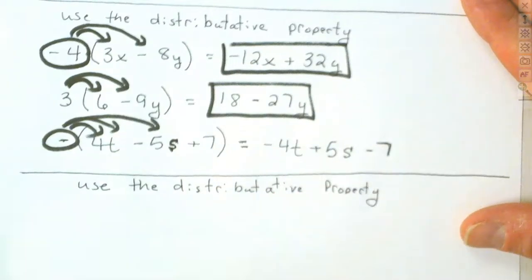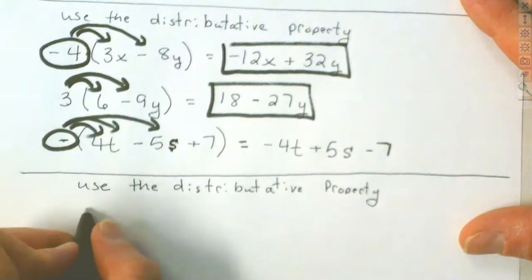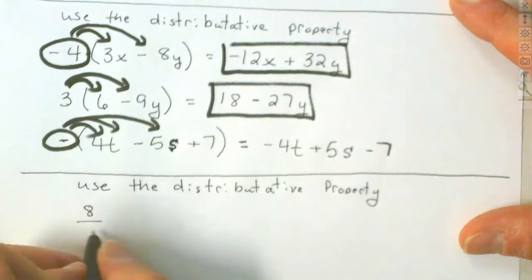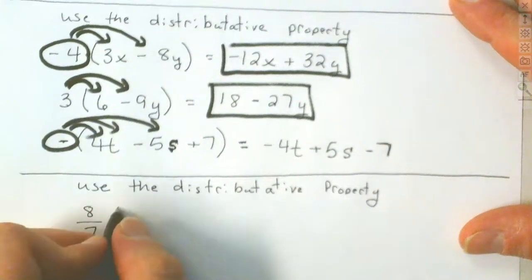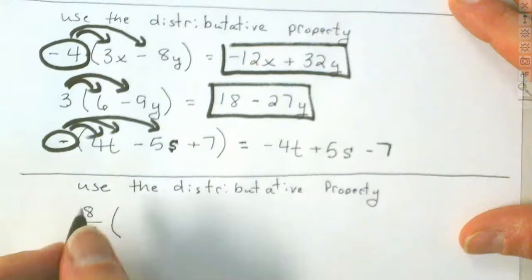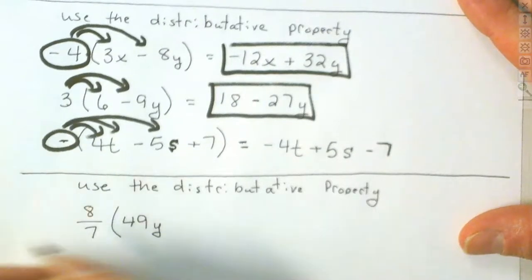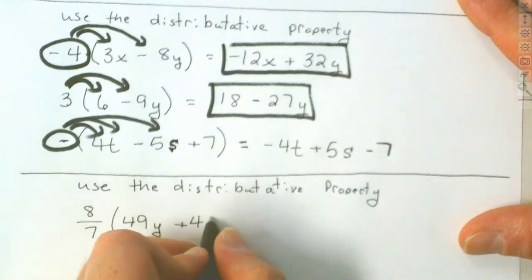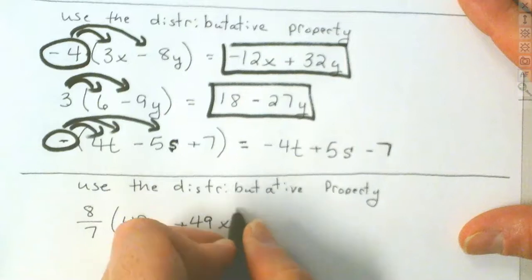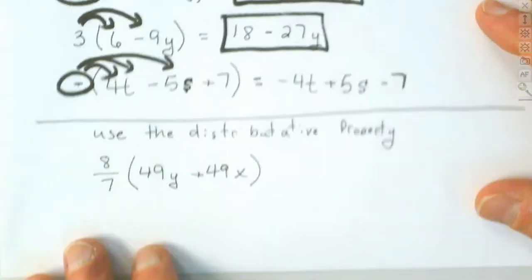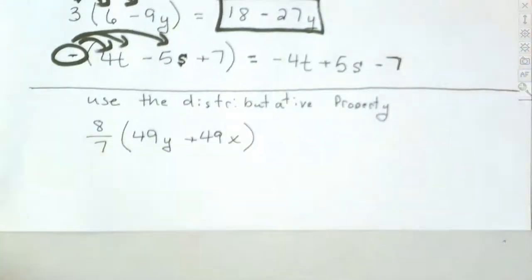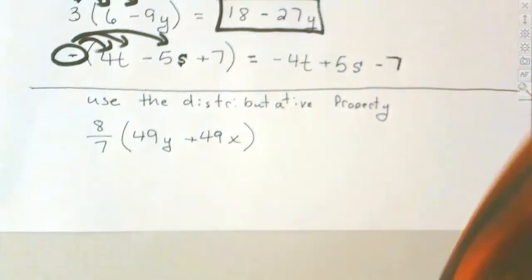And I'll put a fraction up front. How about we have 8/7 times, let's make it similar, how about 49y plus 49x? So I want you to use the distributive property here.